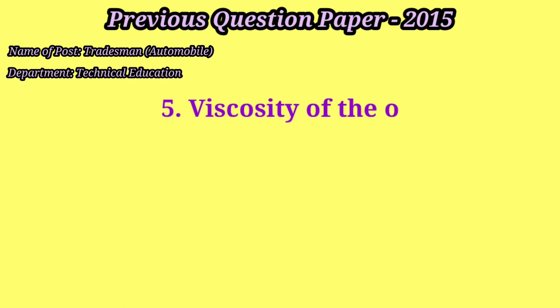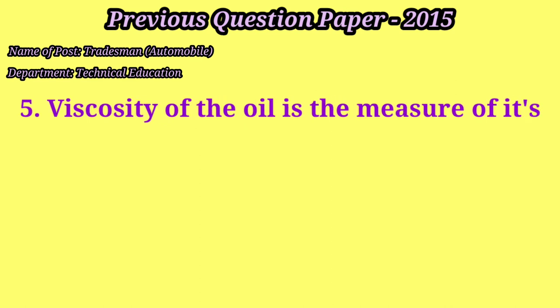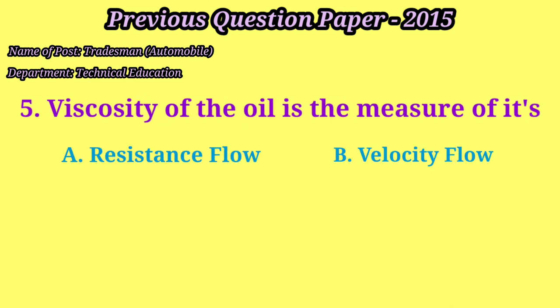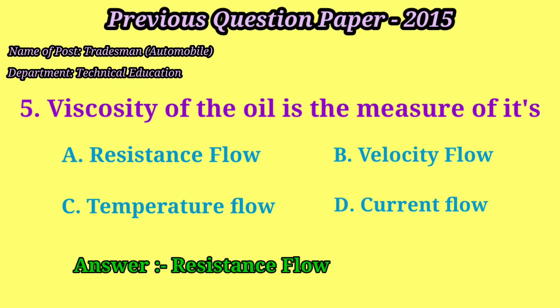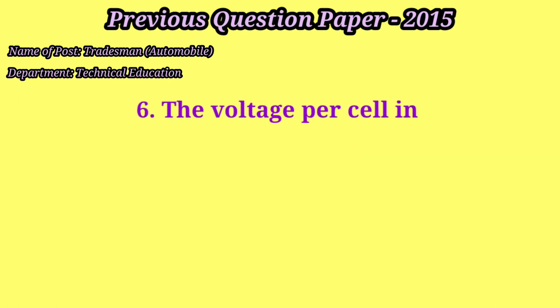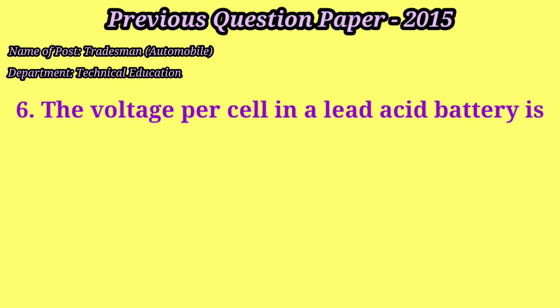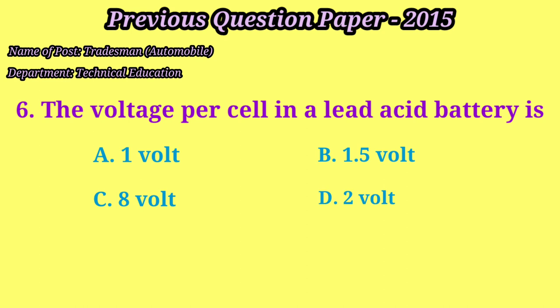5. Viscosity of the oil is the measure of its A. Resistance to flow. B. Velocity of flow. C. Temperature of flow. D. Current flow. Answer: Resistance to flow. 6. The voltage per cell in a lead acid battery is A. 1 volt. B. 1.5 volt. C. 8 volt. D. 2 volt.